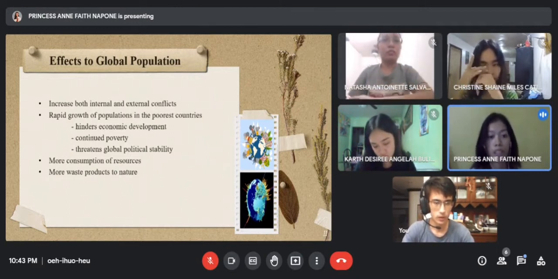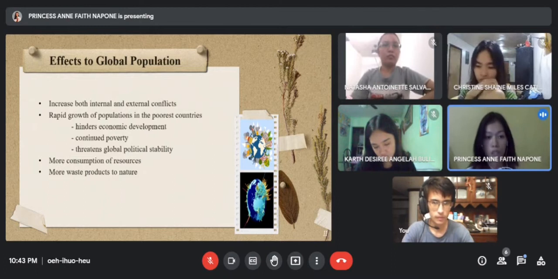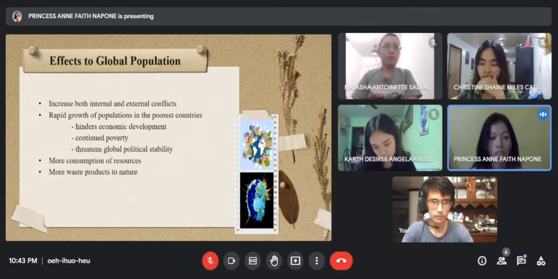So what do we mean by the internal and external conflicts? Internal conflicts refer to the conflicts occurring within a specific country. Examples are religious conflicts, political conflicts, societal conflicts, moral conflicts, and more. On the other hand, external conflicts are the conflicts outside or beyond the control of one country. Examples are global trade, global relationships between countries, and more.